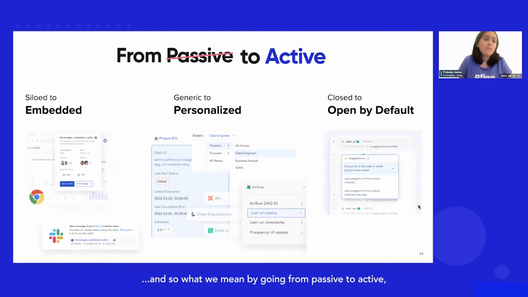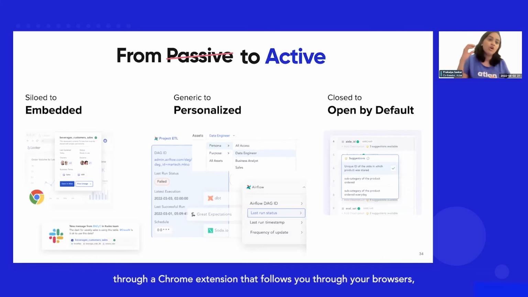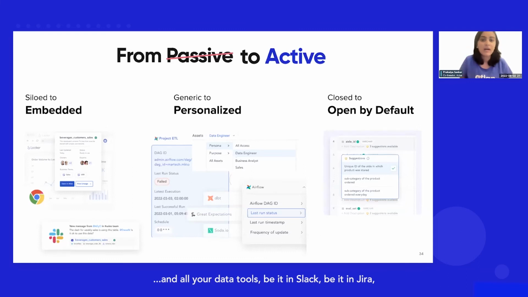And so what we mean by going from passive to active is really, how do you go from taking metadata from silos to actually embedding it back into the day-to-day workflows of teams, be it through a Chrome extension that follows you through your browsers and all your data tools, be it in Slack, be it in Jira. How do you go from generic to super personalized experiences so that every data user gets exactly the context that they need at the time that they need it? And third, how do you go from closed to truly open by default, where metadata can be used and leveraged for a ton of programmatic use cases, from cost optimization, security, observability, and so on.